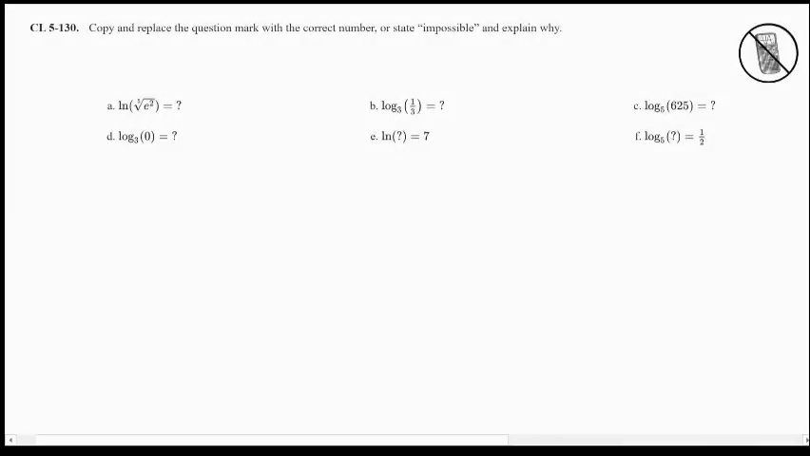Here we're asked to solve or evaluate each of these logs. Basically, it's just asking, hey, what's in that question mark spot? And if it's not possible, then we can just explain why.